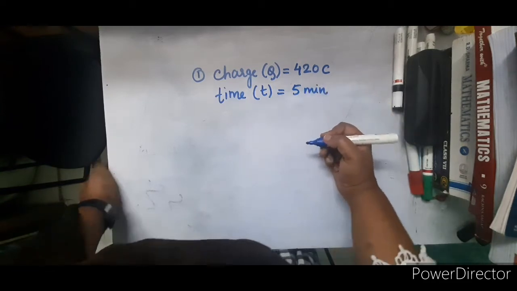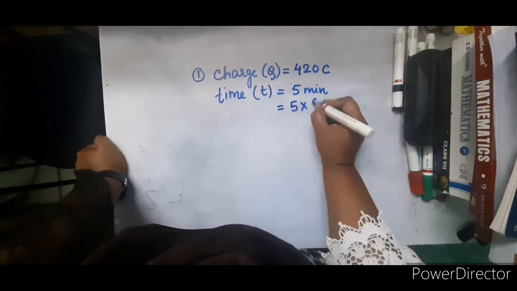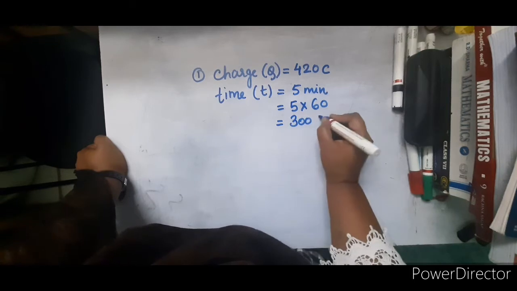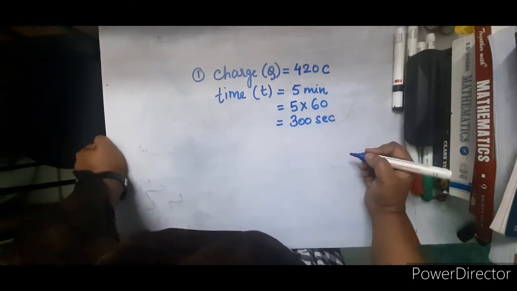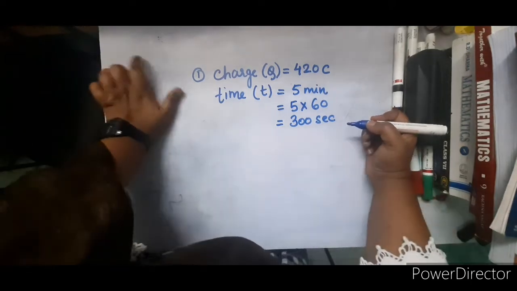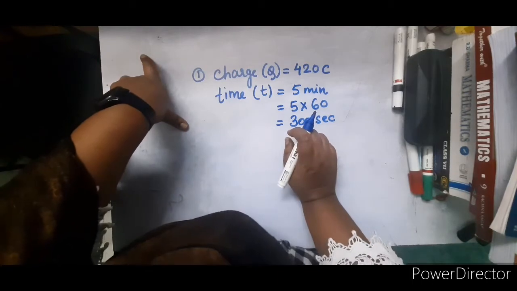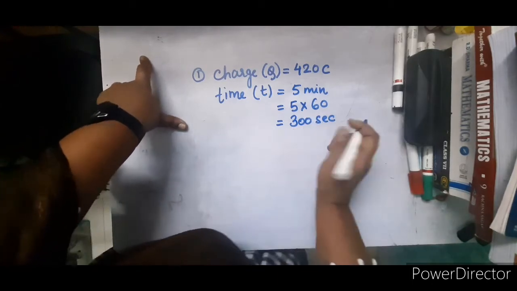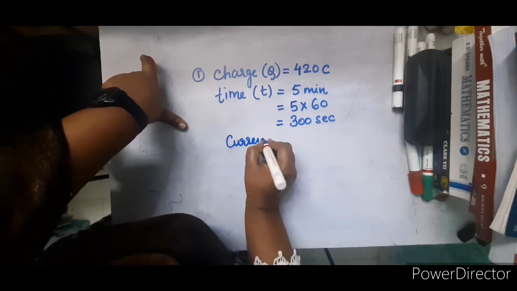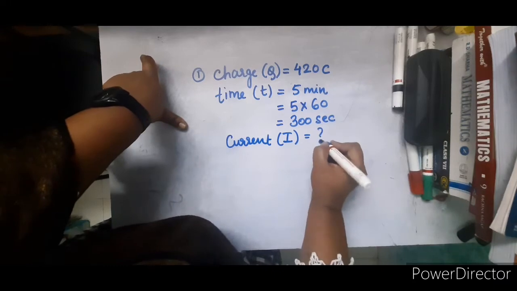When we talk about time, it has to be in seconds. So 1 minute is 60 seconds, so we multiply 5 into 60 and get 300 seconds. So we have converted 5 minutes to 300 seconds. Now, what is asked is the value of the current. Current is represented by the letter I, so they are asking us to find the current.